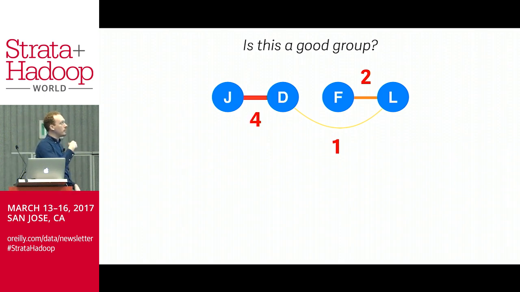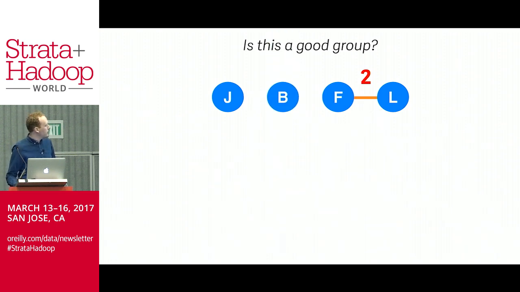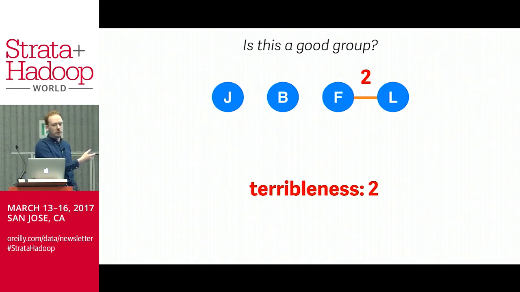So we penalize that more. And you'll notice that these are sort of ramping exponentially, right? We care much more about avoiding collaborations than avoiding awareness. So we could say this group has a terribleness rating of 7. So if we wanted to make it better, maybe we could put somebody else in there, swap out this guy, and put in this new guy, B. Nobody knows who B is, so the terribleness rating of this group is 2.